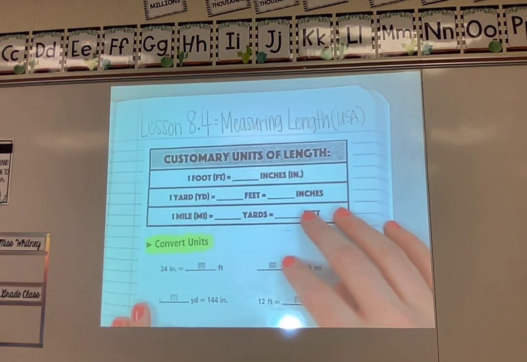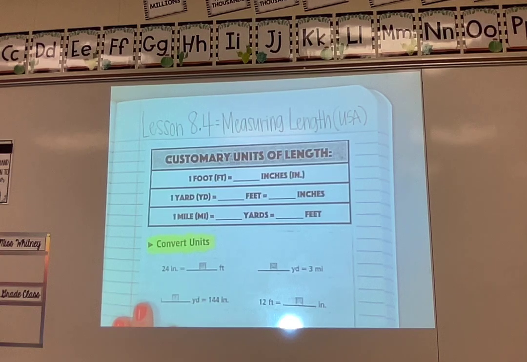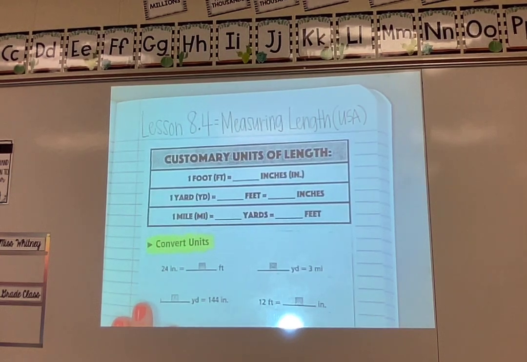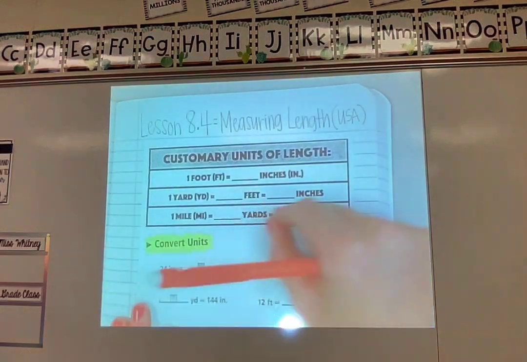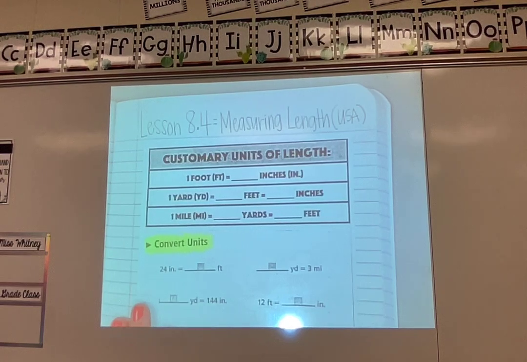Now we need to talk about how we measure things in the United States, because remember, we don't use the metric measurement system. Ours is called the customary measurement system. So these measurements are going to seem more familiar to you. However, they're a little bit harder to convert. So we have to do it a little bit differently. It's not just going to be moving a decimal one way or the other depending on our hops. We have to use this chart to help us remember.